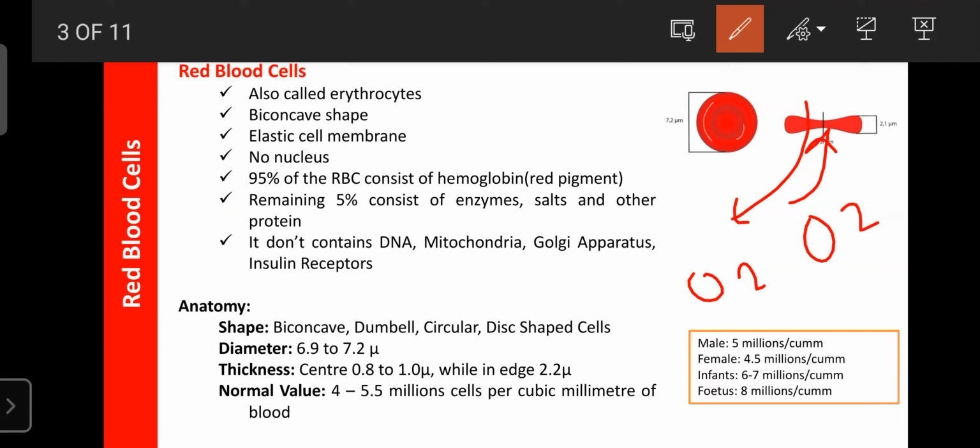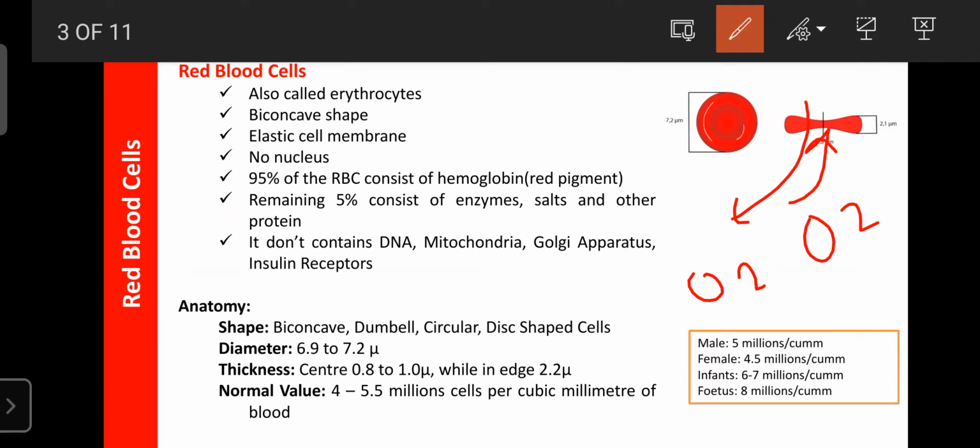Here, the RBC lacks mitochondria and DNA, so the RBC synthesizes its own ATP anaerobically. Also, in the RBC the Golgi apparatus is absent. The Golgi apparatus, or Golgi complex, is mainly involved in the packaging and labeling of protein materials, but there is no DNA. If DNA is not present, no protein can be synthesized in the RBC. So there is no need for the Golgi apparatus.